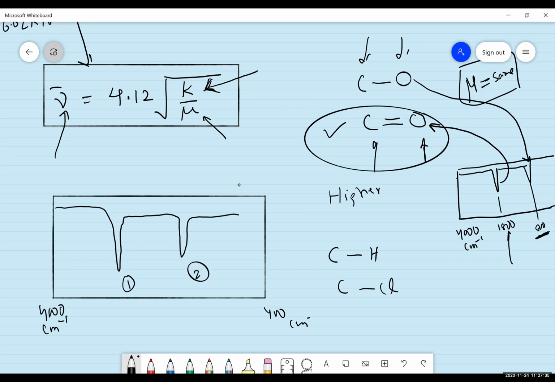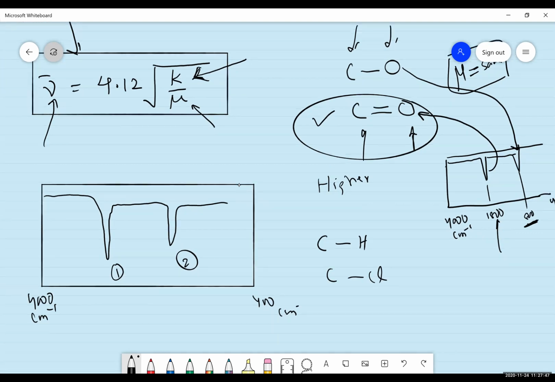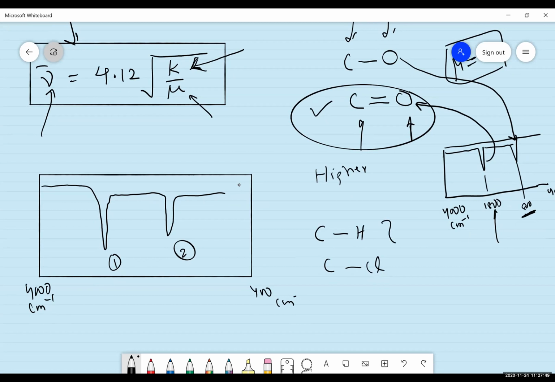Two belongs to CH. Okay. Everyone agrees with that? Okay, so let's see. Both of these have single bonds, right? So kappa value is same. So kappa is out of the picture, right?